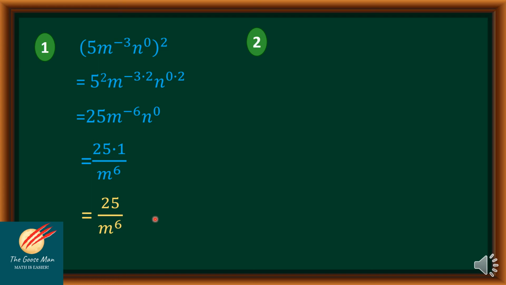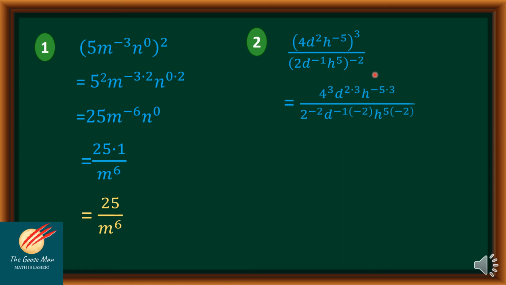Let's have example number 2. I have 4 d squared h raised to negative 5, all raised to 3, divided by 2 times d raised to negative 1 h raised to 5, all raised to negative 2. I can distribute the exponents in the numerator and denominator. So I have 4 raised to 3 times d raised to 2 times 3 times h raised to negative 5 times 3, divided by, okay, I'll distribute negative 2. So 2 raised to negative 2, then d raised to negative 1 times negative 2, times h raised to 5 times negative 2.